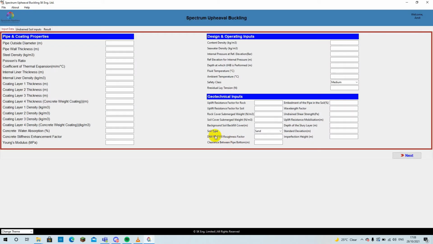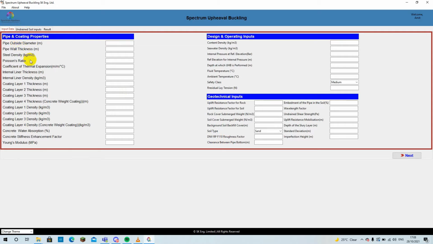The graphic user interface has a very simple and user-friendly layout, which assists users with entering the input data on screen. The user interface is divided into 3 screens. The pipeline and coating data is entered in the first screen.